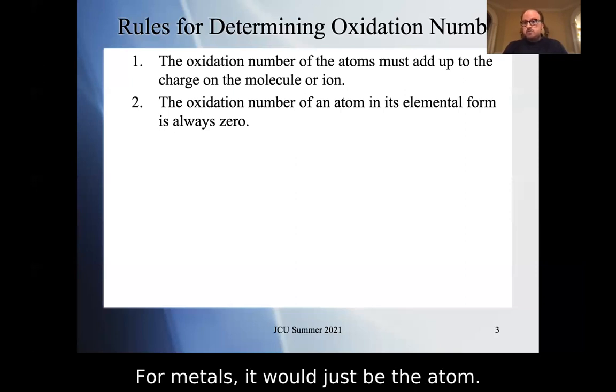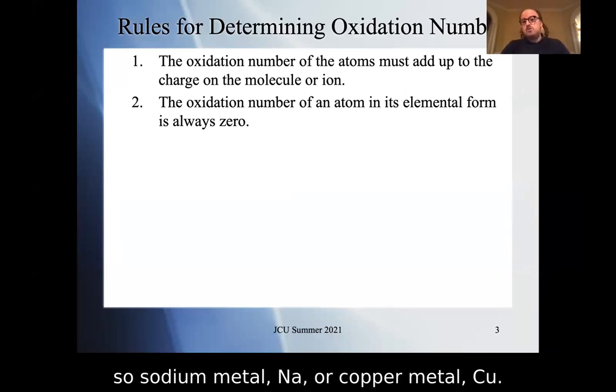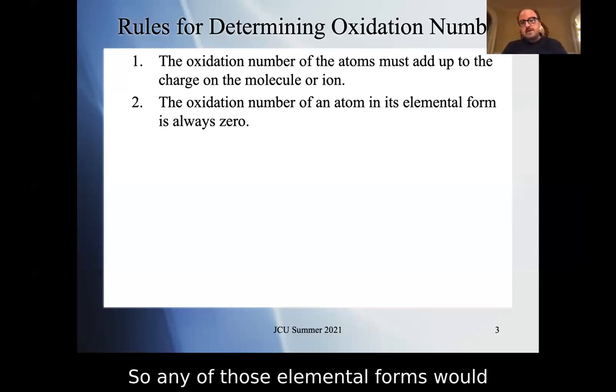For metals, it would just be the atom. It would be the metal, right? So sodium metal, Na, or copper metal, Cu. So any of those elemental forms would have an oxidation number of 0.